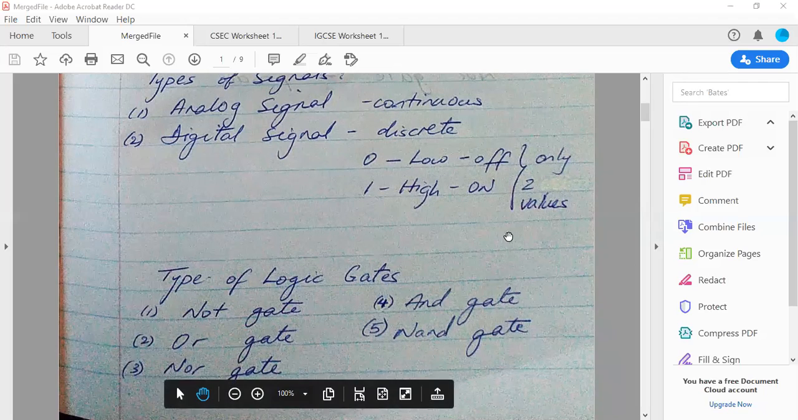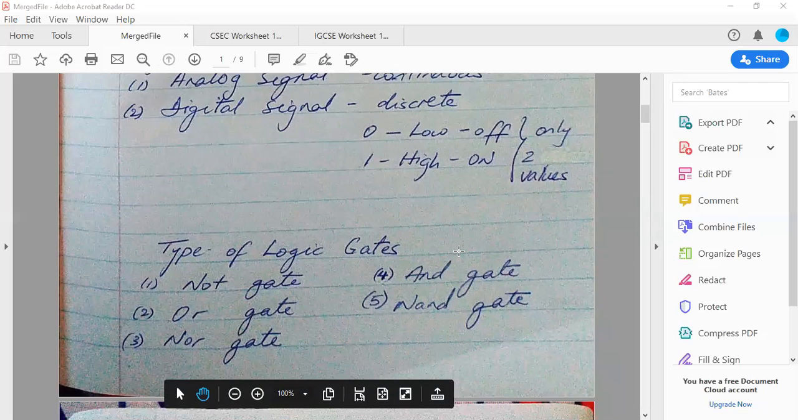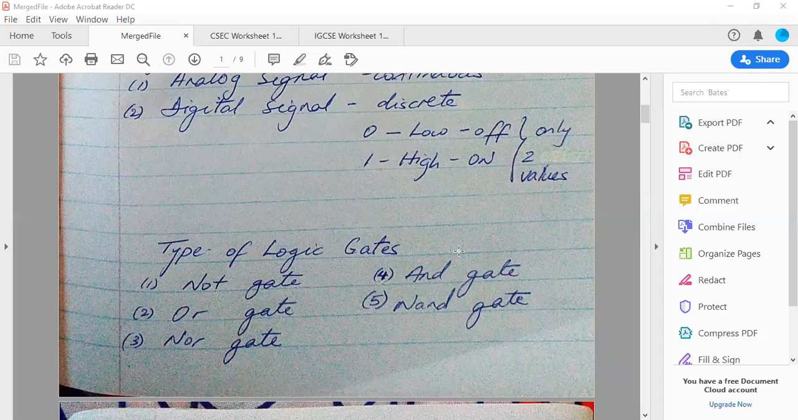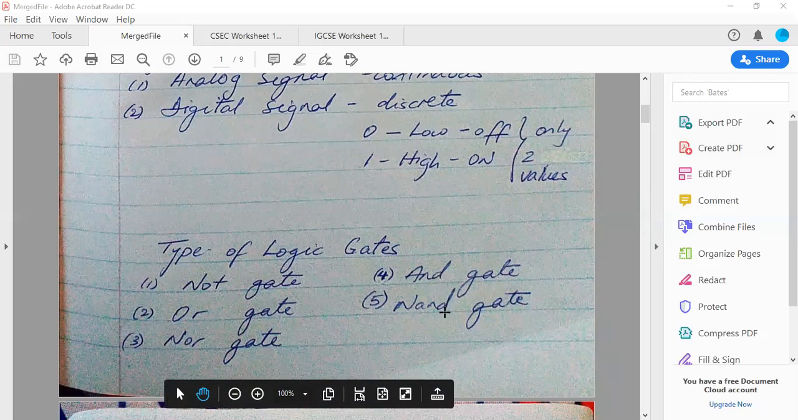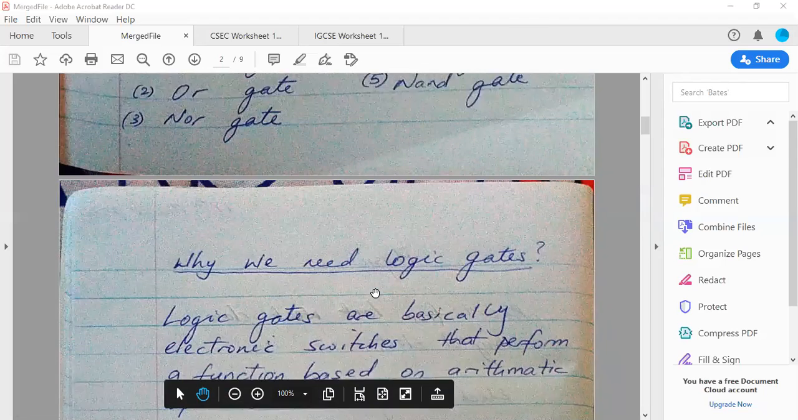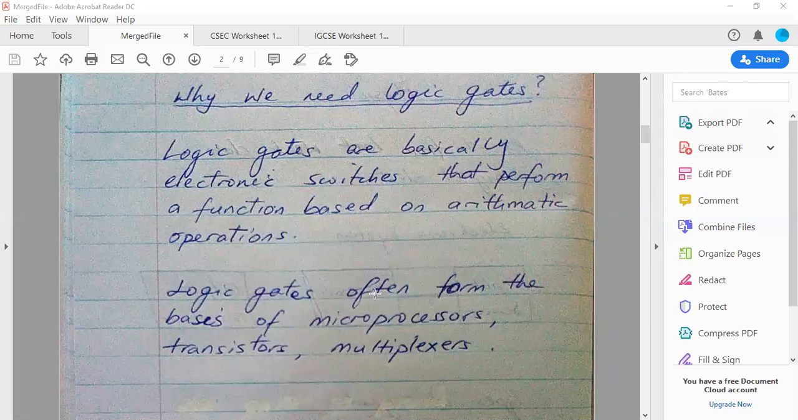Good. All right, we started to dive into logic gates, and we said that there are 5 basic types of logic gates that we would be using. We talked about the NOT gate, the OR gate, the NOR gate, the AND gate, and the NAND gate. These 5 basic gates are the basic functions for any digital circuits. Why do we need gates?